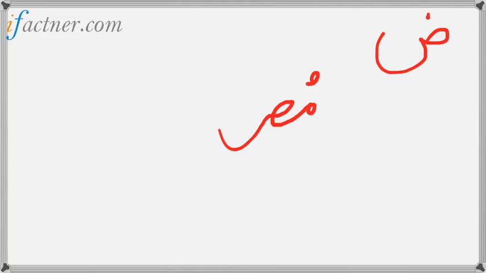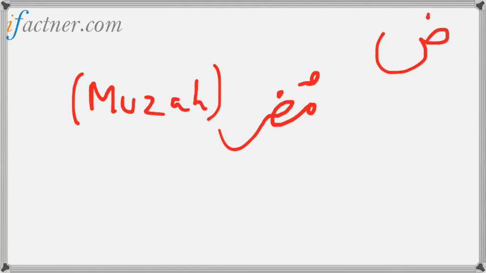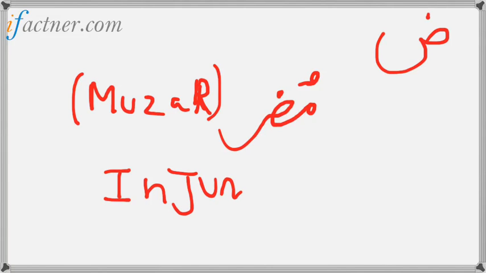Let's see how we use the letter Zwad in the middle of the word. There's a word called Muzir. Mim, pesh, mu, ze, Zwad, Re. Muzir. Muzir means injurious. Like smoking is injurious to health.